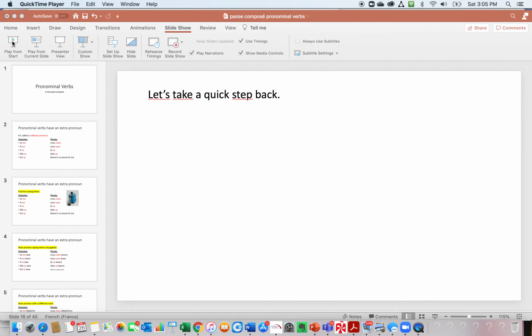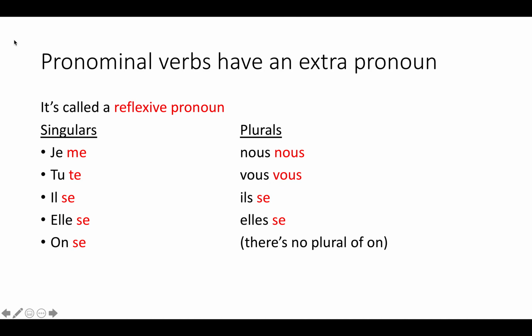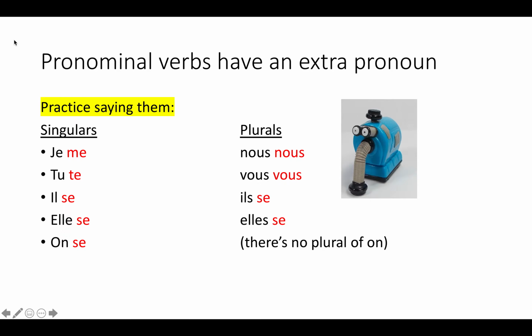Hey everybody. Today I want to teach you a little bit about pronominal verbs in the passé composé. So how do we use them? How does it work? Pronominal verbs, as you know, have an extra pronoun and it's called a reflexive pronoun.